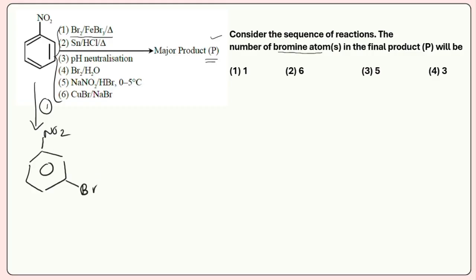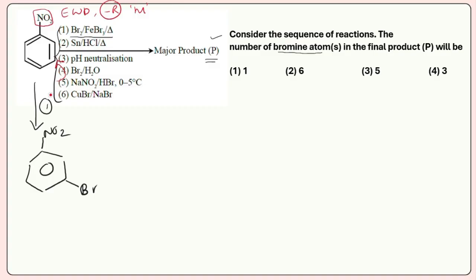Because we know that nitro is an electron withdrawing group. Whenever there is a minus R group, it's an electron withdrawing group. So because it's electron withdrawing, it's a meta directing group. That means the group will go to the meta position only.